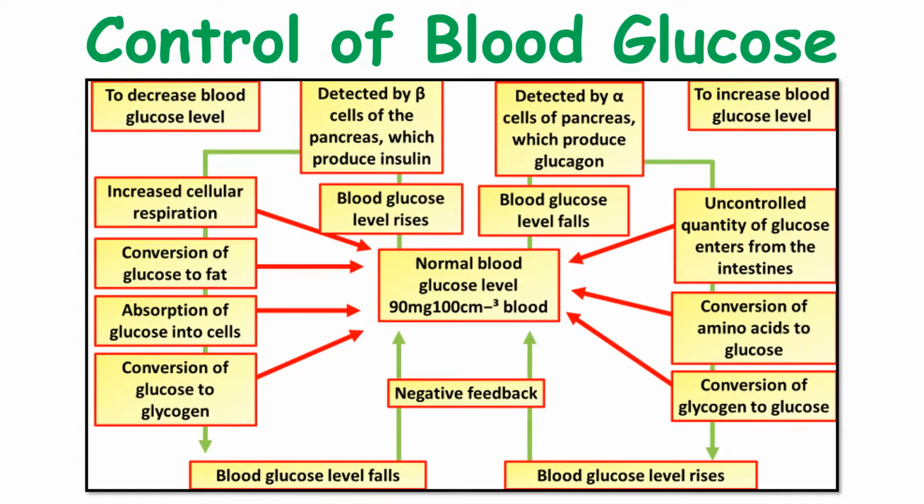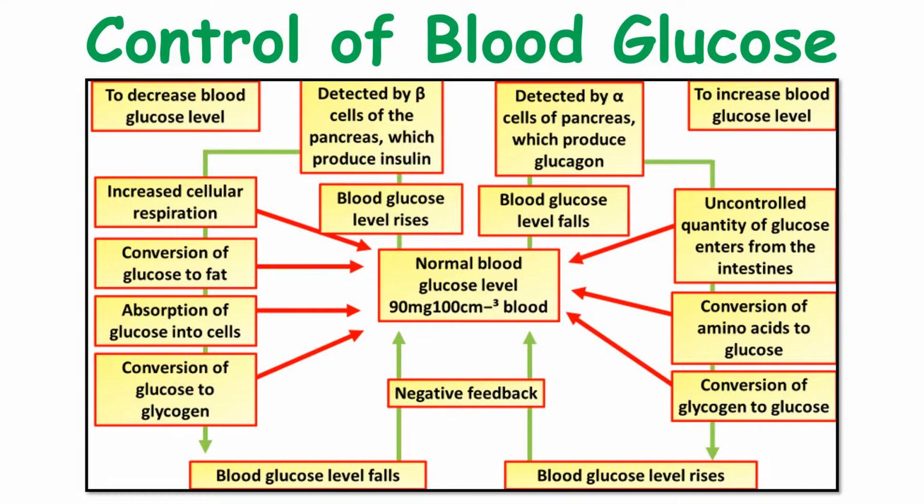So to summarize the control of blood glucose. Normal blood glucose is about 90 milligrams per 100 centimetres cubed of blood. If the blood glucose level rises, this is detected by the pancreas, which will produce insulin. That insulin will cause the liver to absorb that glucose. That will cause the blood glucose level to fall, which then, by the process of negative feedback, will stop the pancreas from producing any more insulin.